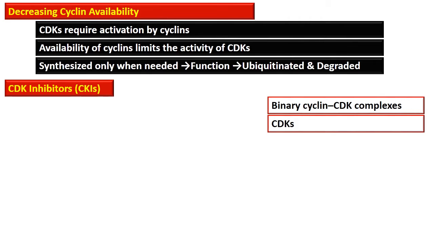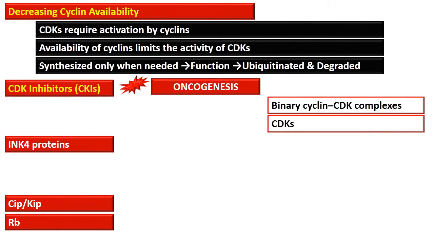They inhibit the cyclin-CDK complex binding or binding with CDKs directly. Hence, they stop their function. These cyclin-dependent kinase inhibitors are mutated in oncogenesis. The important cyclin-dependent kinase inhibitors, or CKIs, are INK4 protein, CIP, KIP and RB.